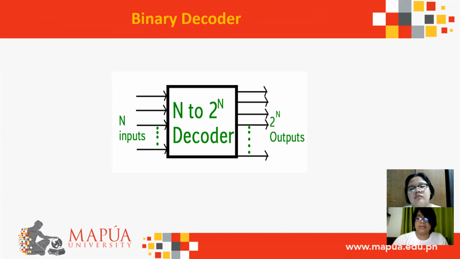It is possible to obtain 2^n possible combinations with an n-bit code. So here, as you can see, n inputs and 2 raised to n outputs. So let's say 2 raised to 4. 4 is the number of inputs, and 2 raised to 4 is equal to 16. So the outputs will be 16. To decode 4 inputs, the output will be 16 outputs.